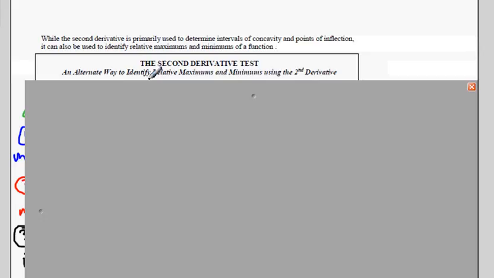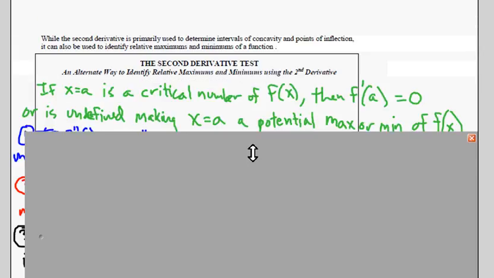Now, the second derivative is primarily used to determine intervals of concavity and points of inflection. It can also be used to identify relative maxes and mins of a function. If we know the second derivative, we can use this test to find information about maxes and mins of the original function. So the second derivative test is an alternate way to identify relative maxes and mins using the second derivative. If x equals a is a critical number of the original function f of x, then the derivative at that given value a equals 0 or is undefined, making x equals a a potential max or min.